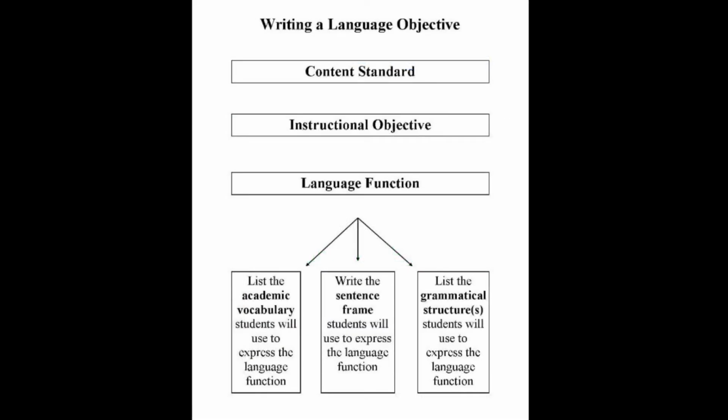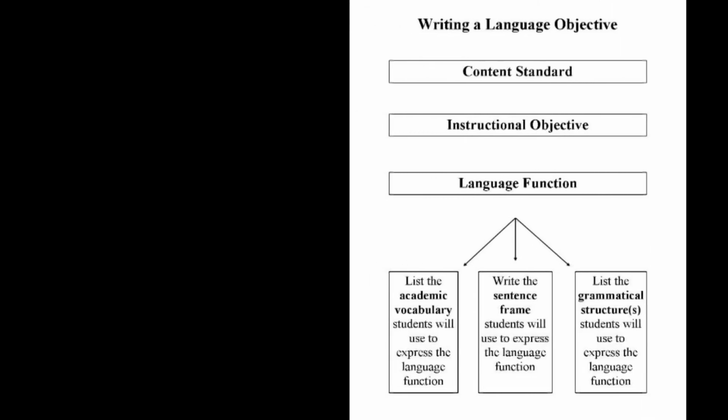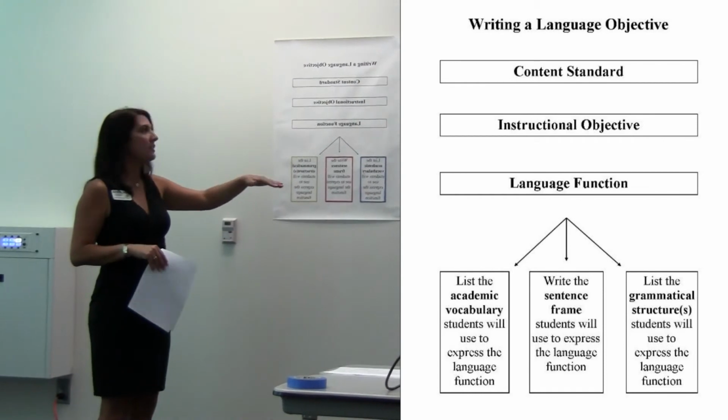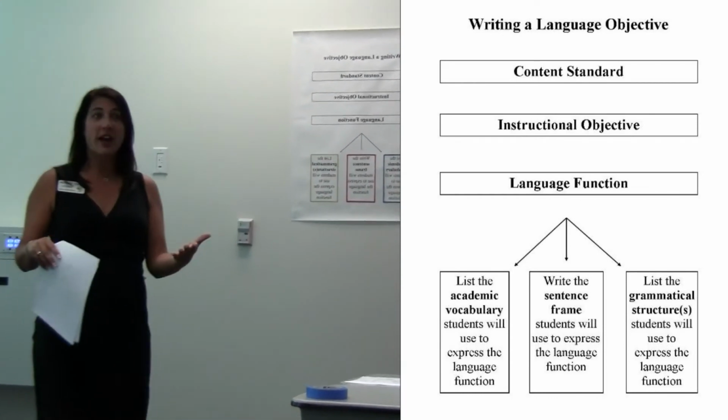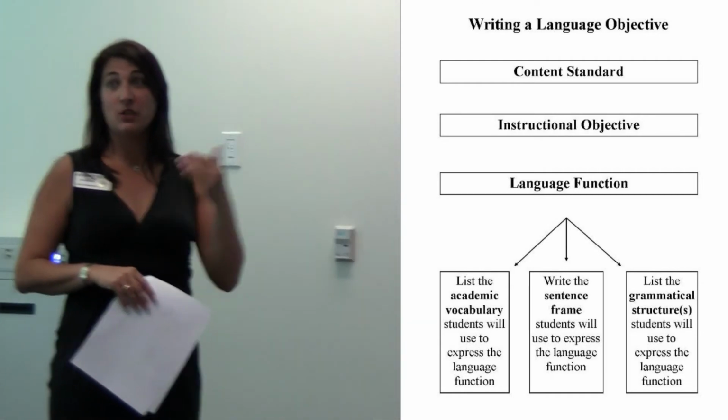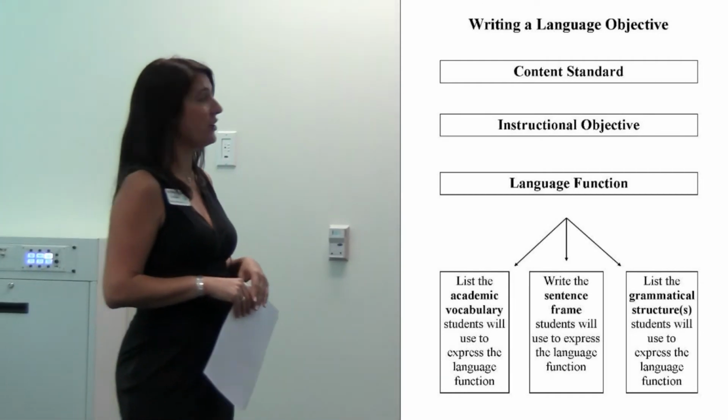Yes, and then we have our chart over here. And this is sort of a step-by-step of how you identify, when you're starting to write a language objective, this is really step 1. Identify the content standard. That will drive deciding what your function is going to be. So the first thing you do is identify the content standard.